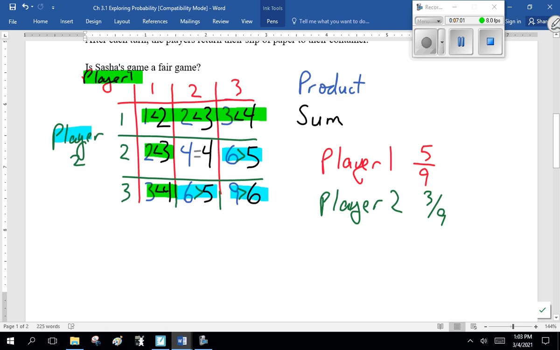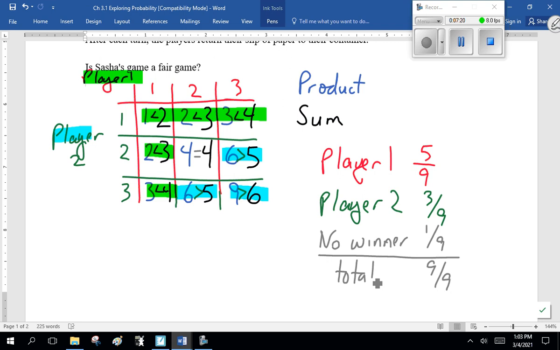Okay. The tie is 1 out of 9. Now, this is 9 out of 9. Just double checking. Yes. So, the question is, is Sasha's game a fair game? No. Player 1 will win more often. Now, if you only play this 2 or 3 times, you might not notice that. But if you play this like 30 or 40 or 50 times, you will clearly see player 1 wins more often. Unless you make a boo-boo like I do, which happens.